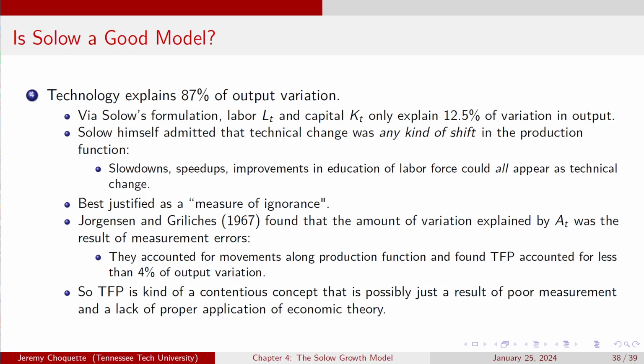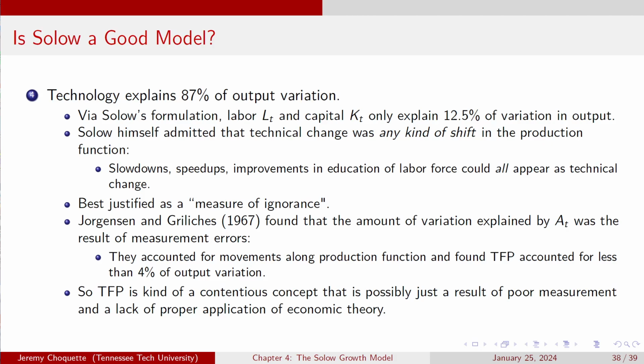Here's another problem. In the Solow model, technology explains 87% of output variation. If you've had statistics and learned about linear regressions, there's the part that you model, and then there's the error term. That error term explains 87% of the variation in output in the Solow model. Labor and capital only explain 12.5% of the variation in output. So what you're modeling, the part that you're actually controlling for, is less than 13% of the variation in your dependent variable.